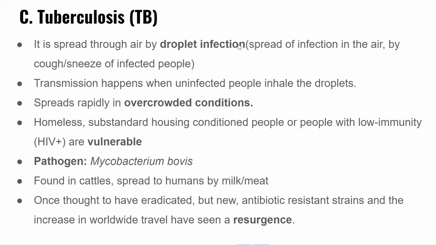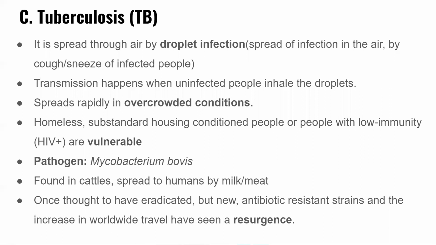What is the meaning of droplet infection? That means this is spread by infection in the air. So if a person who has TB will cough or sneeze into the air, and the saliva and the mucus droplets that are sprayed out from the person's nose or mouth into the air will now hang in the air as droplet. Anyone who is in the surrounding, who is inhaling those droplets through their nose, will also inhale the TB bacteria because the bacteria is in those droplets. Transmission happens when uninfected people inhale the droplets.